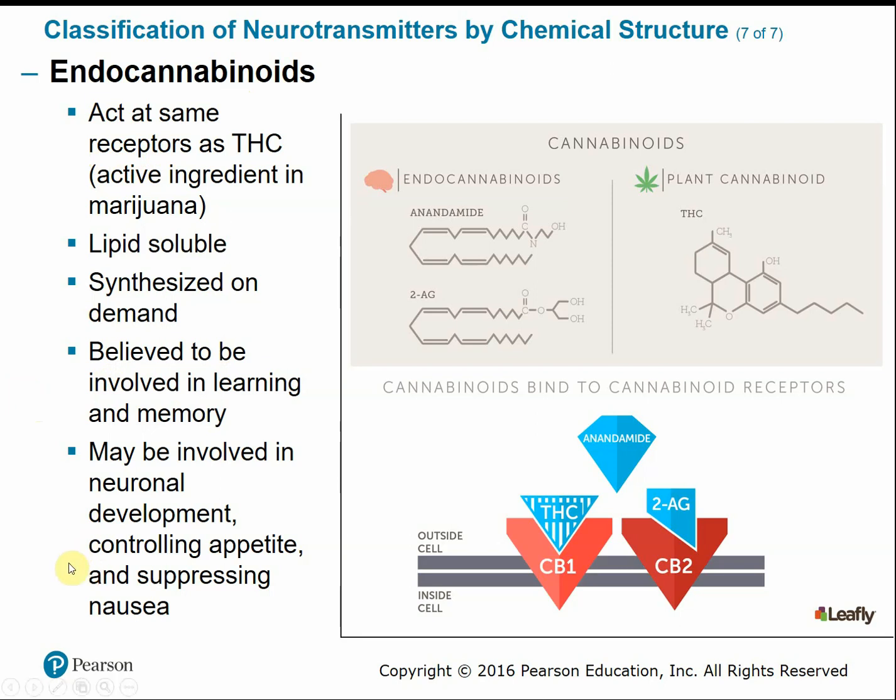controlling appetite, suppressing nausea. So this is why medicinal marijuana is good to give to patients undergoing chemotherapy or with AIDS, because some side effects of those diseases and treatments could be loss of appetite and increased nausea. So the THC fits in those same receptors as these endocannabinoids in the brain.